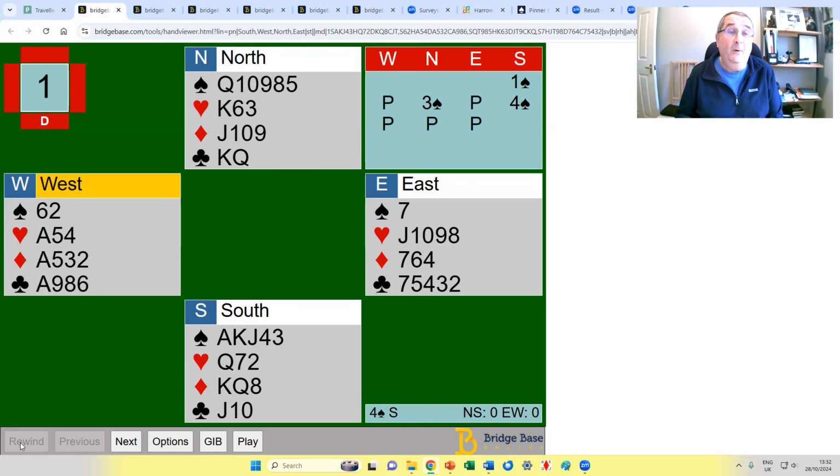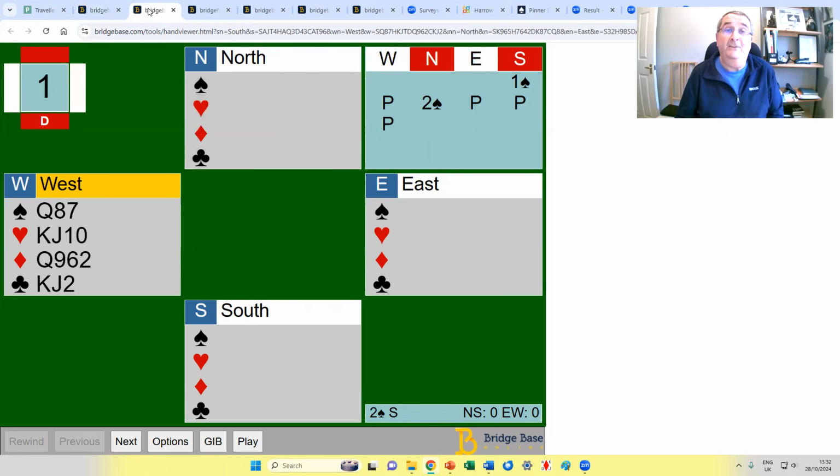Okay. Any questions on that? It's a very hard one to find the right defense and defeat the contract. Let's have a look at this one here. And here it's gone 1 spade, 2 spades, pass. And you're on lead here.